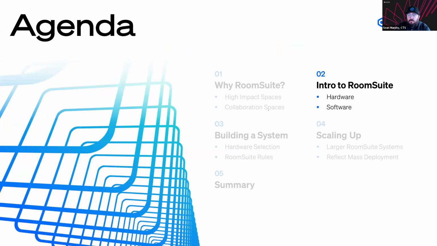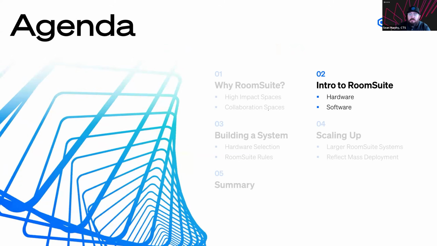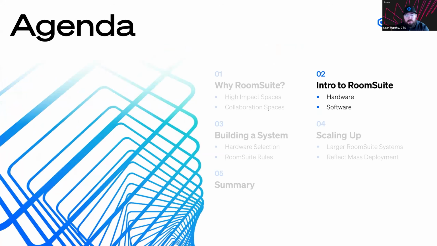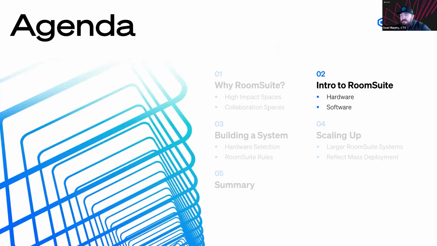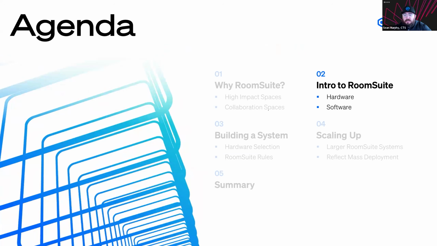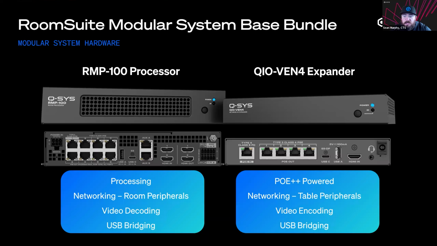So we've kind of gone over why RoomSuite. The goal again is to be able to better support mass deployment systems and make it easier to manage and deploy and install. Let's go over the hardware and software. So first of all, the two new devices are the foundation of the RoomSuite modular system. This is a bundle. So when you purchase RoomSuite, you'll get both of these devices as well as a cable kit that has various HDMI and USB-C cables.